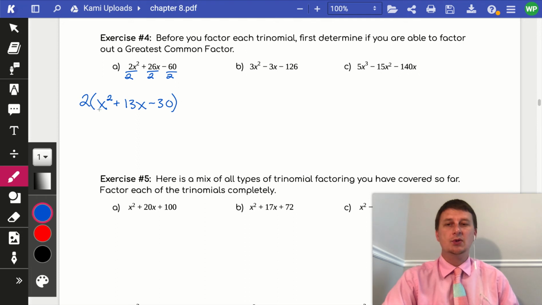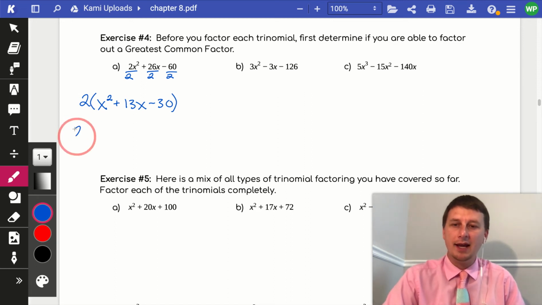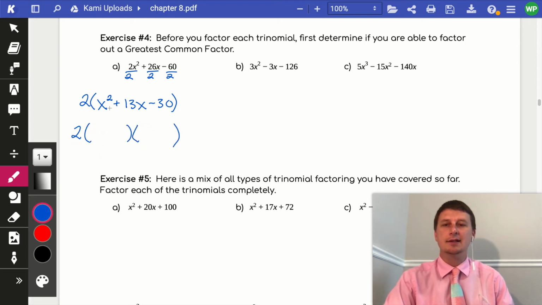Now, this is where I ended in lesson 1, but I'm not done anymore, because now I want to look inside of my parentheses and ask myself again, did I actually find the GCF? Is there a GCF of these three terms inside here? And if I did it correctly, my answer should be no. So I do not have a GCF, which means I successfully factored out a GCF over here. Now, my next step is to see if I can factor what's inside the parentheses.